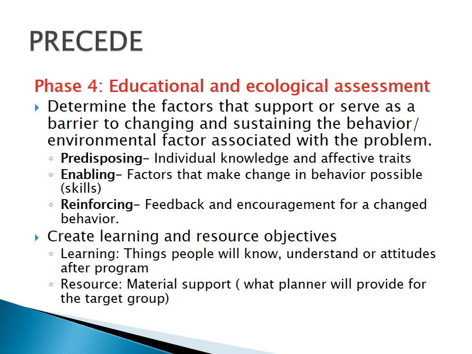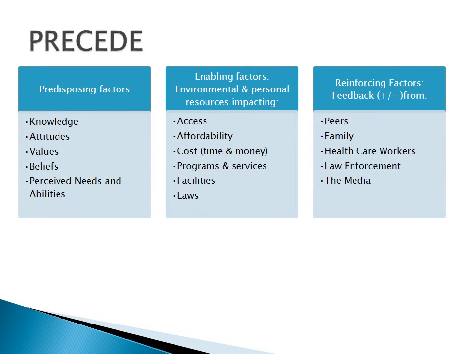The behavioral determinants used are categorized into three separate groups: the predisposing factors, enabling factors, and reinforcing factors. Some examples, as you can see below, for predisposing factors include knowledge, attitudes, and beliefs. Enabling factors are those that impact the environmental and personal resources. And lastly, reinforcing factors, whether they be negative or positive, include peers, friends, family, law enforcement, and so on.